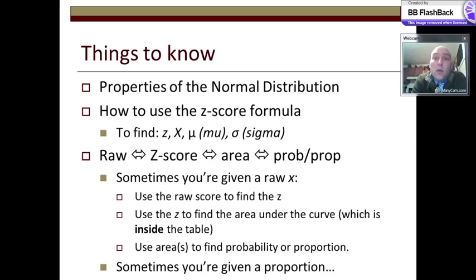So right now, we're talking about the things that we need to know. The things that we're going to cover today are properties of the normal distribution, so we can pick up where we left off last time. We'll talk about how to use the z-score formula. And lastly, we'll start to introduce the notion of how you can take a raw score to a probability or proportion, and how you can take a probability or proportion and go the other direction and find the appropriate raw score. This is the type of stuff we're going to be looking at for Chapter 7, to let you know.